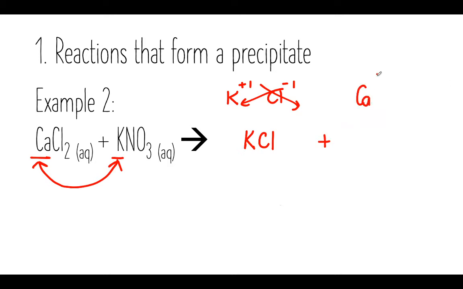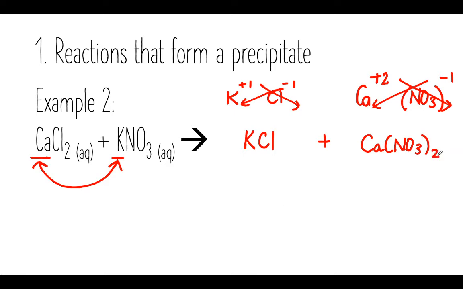So Ca has a charge of +2 because it's in group 2. NO3, polyatomic ion nitrate, has a charge of -1. When I crisscross these, I'm going to get Ca(NO3)2. Okay, now I have to figure out the states of these, right? If a precipitate is produced, then that reaction occurs. If not, it doesn't. So in order for us to figure that out, we have to use our solubility chart again.